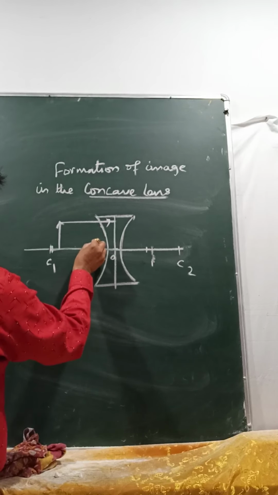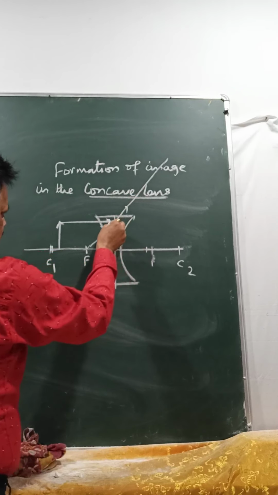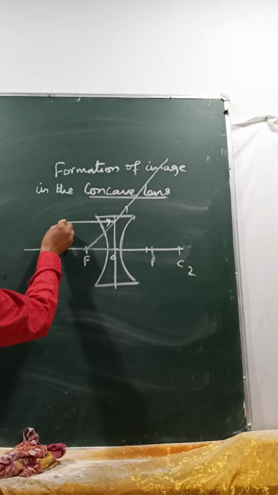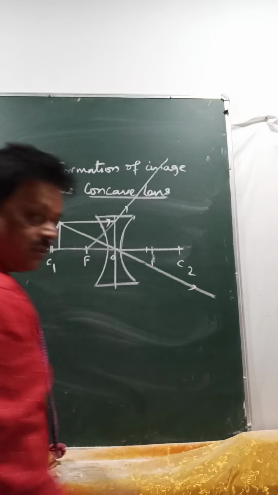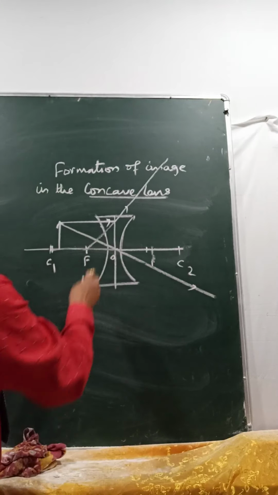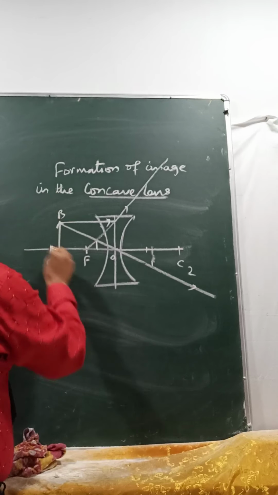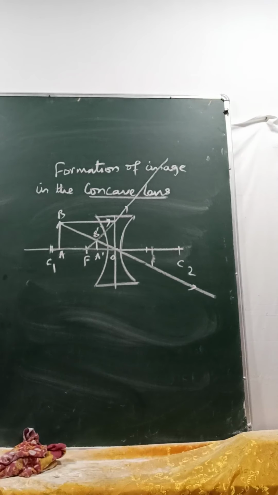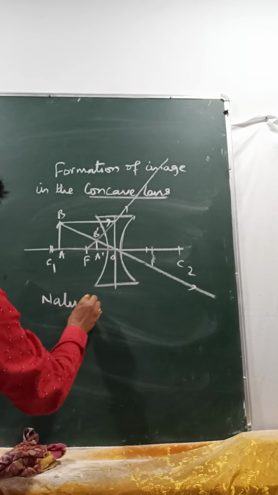This is the diversion. So when I extend, it comes to focus. The another ray that goes through the optical center passes out without any deviation. So this is our image. If this is AB, this is your A dash, B dash. Okay, what is the nature you find?